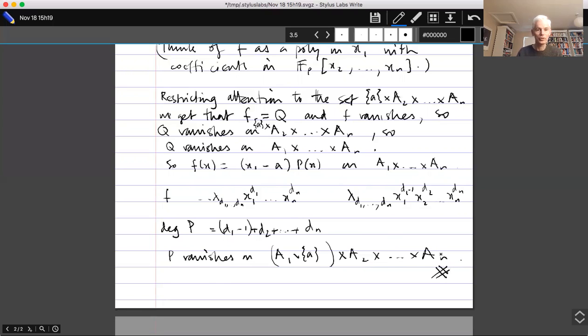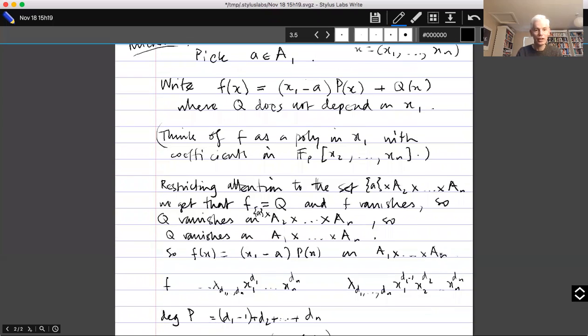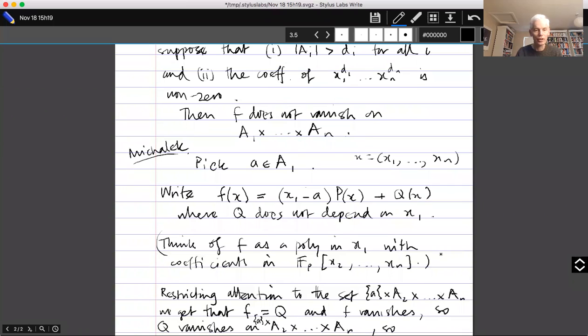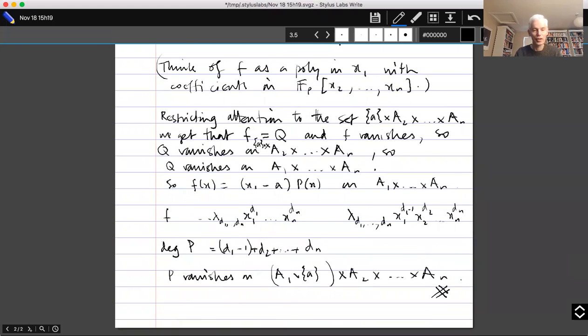So I started with the assumption that F vanished. I didn't actually write that down, but what I was doing here was assuming that F does vanish here and then contradicting an inductive hypothesis. Good. So we've got the combinatorial Nullstellensatz.